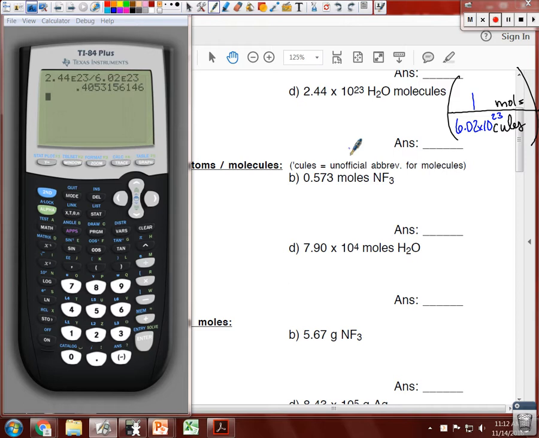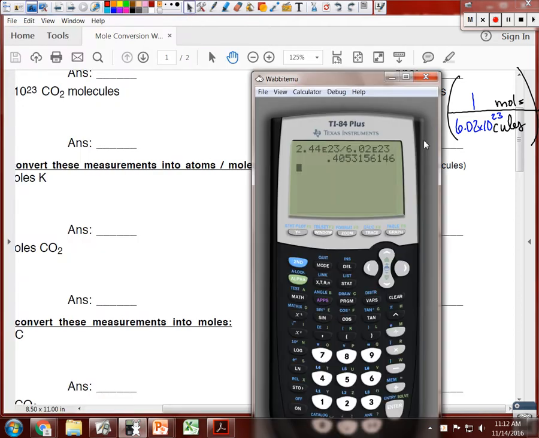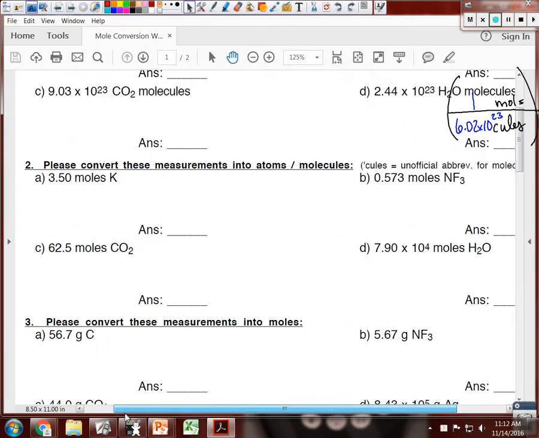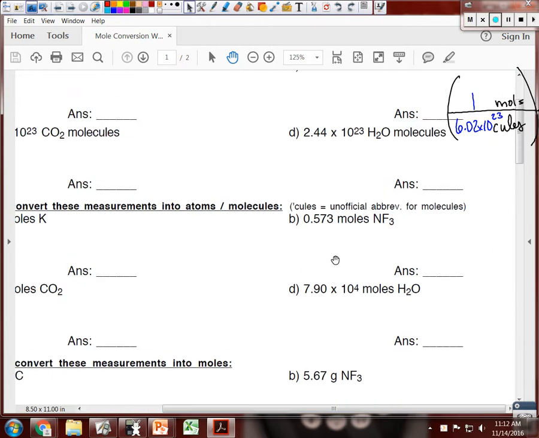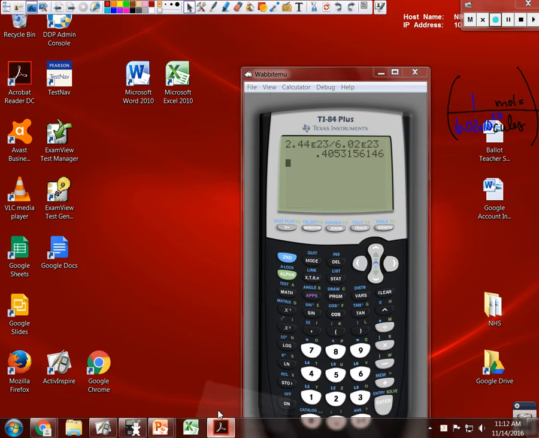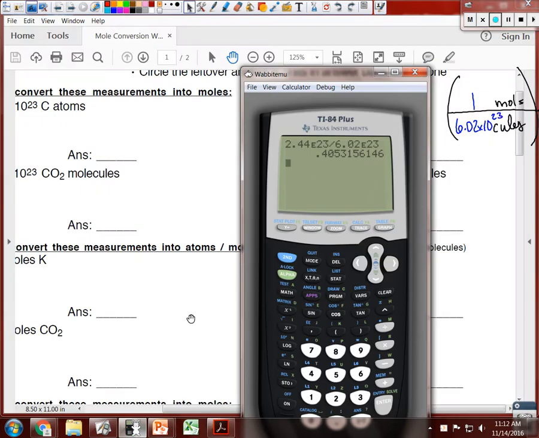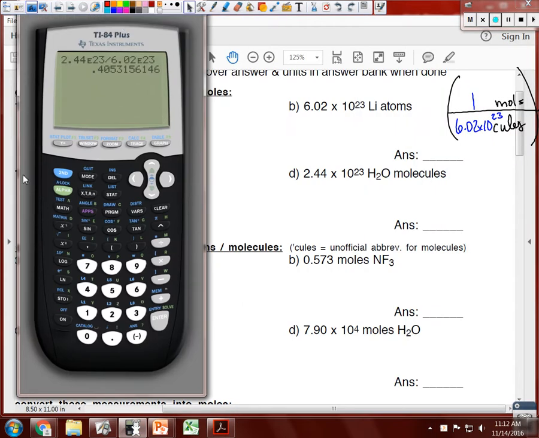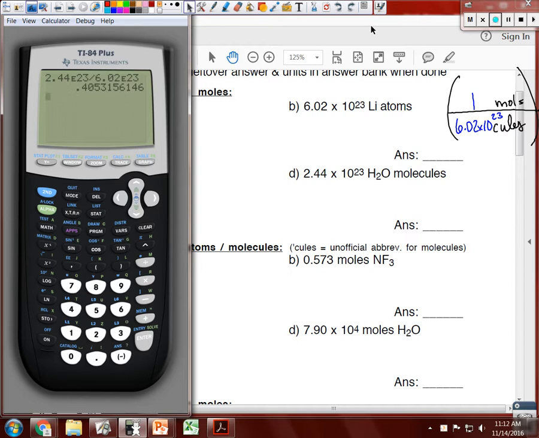I did D. Would B go to 1? Yes, B would go to 1 because you're dividing the same number. Yes, B would be 1. That's why I didn't want y'all to do B. All right, so that should have been your answer.